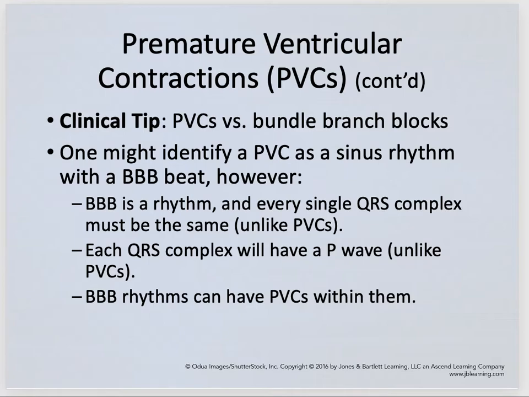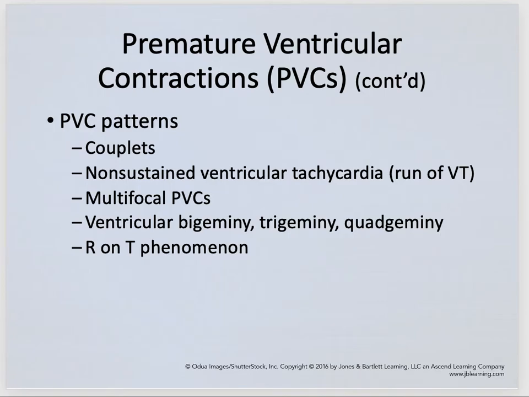Each QRS will have a P wave. That's not what we have. Bundle branch blocks can have PVCs within them, but we're just looking here at the difference between a PVC versus a bundle branch block. So the PVC can happen in different patterns.